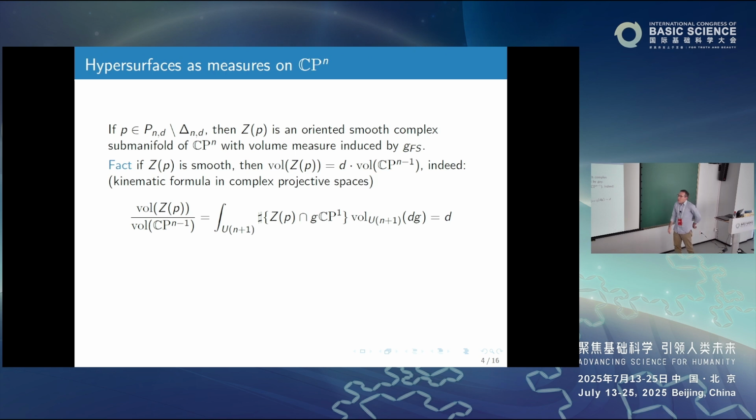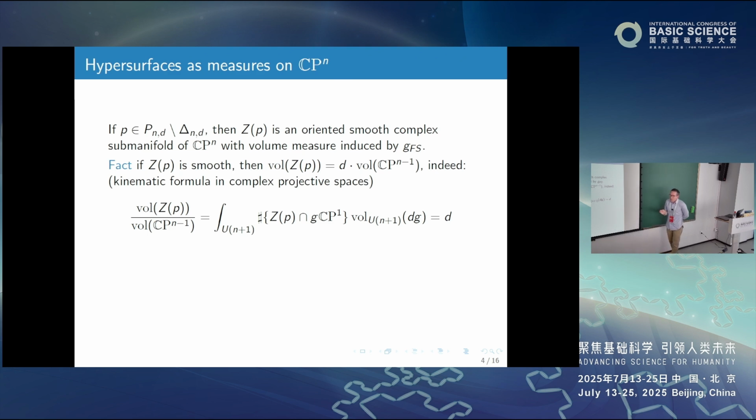The important part, however, is since you want to deal with the optimal transport, it's a distance that usually you have between probability measures, because you want to transport measures having the same volume. You do not want to have different volumes, otherwise the situation is slightly more complicated. But so the important fact is that if Z of P is smooth, so if you are considering a polynomial that's outside of the discriminant, then the volume, defined like this, does not depend on the polynomial. It's just a fixed constant. So its volume, it's just the degree times the volume of CPN minus 1.